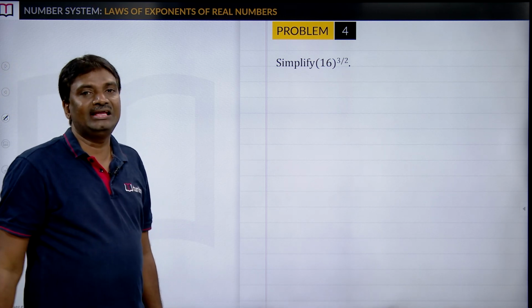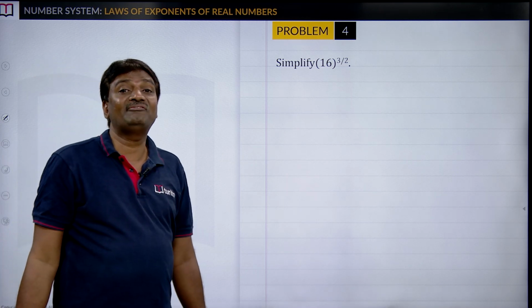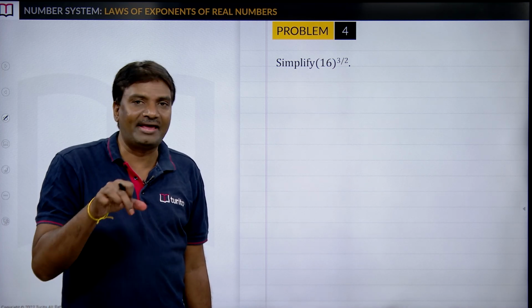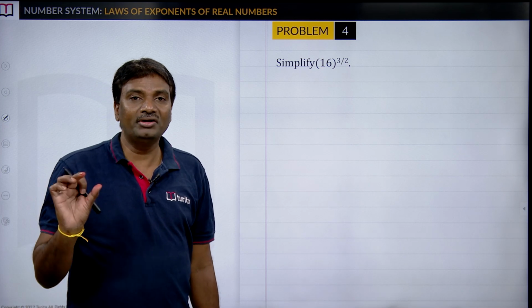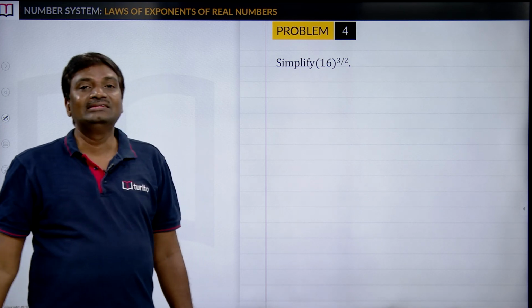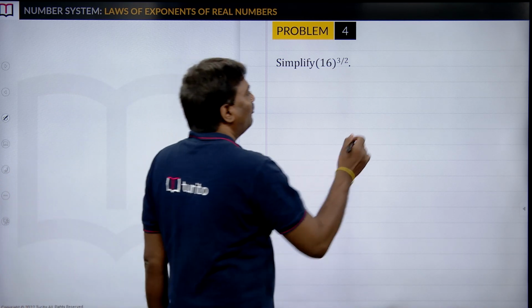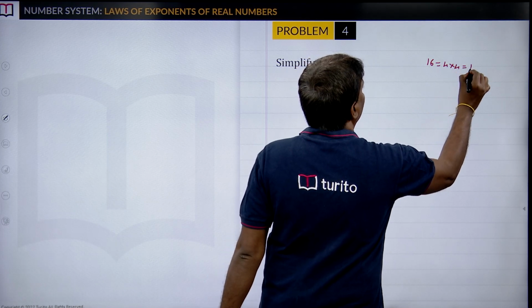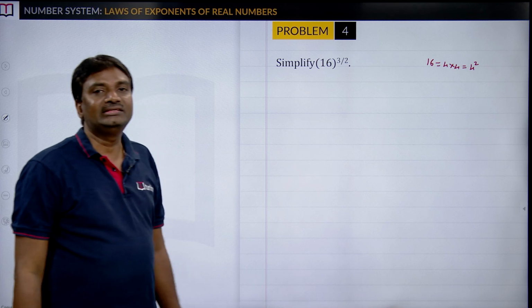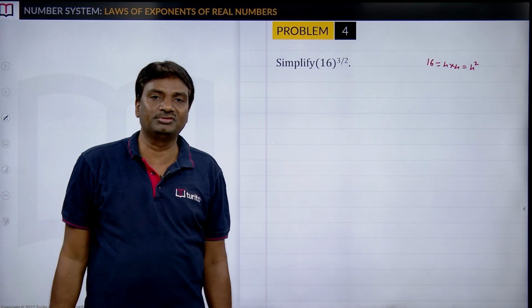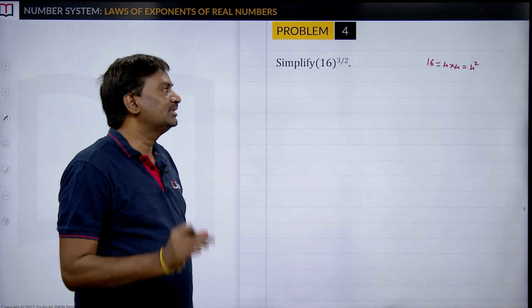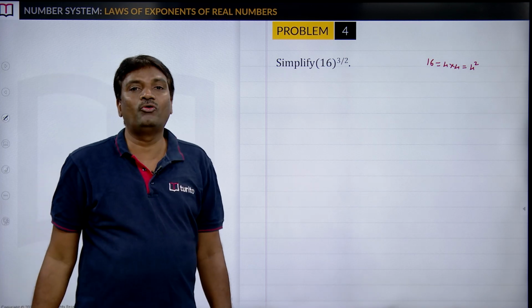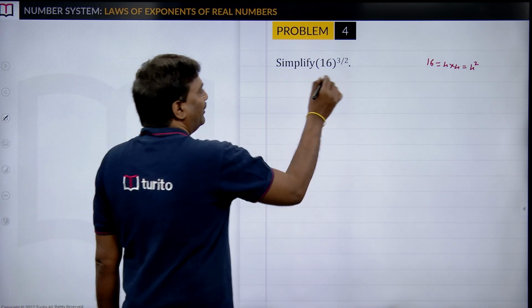By observing 16, clearly we can say that it is a perfect square. In 8th standard, we learnt about squares and square roots. According to that concept, we can say 16 is a perfect square. 16 can be written as 4 into 4, that means 4 square. That's why we can say 16 is a perfect square number. Now we can write 16 as 4 square or 4 power 2.